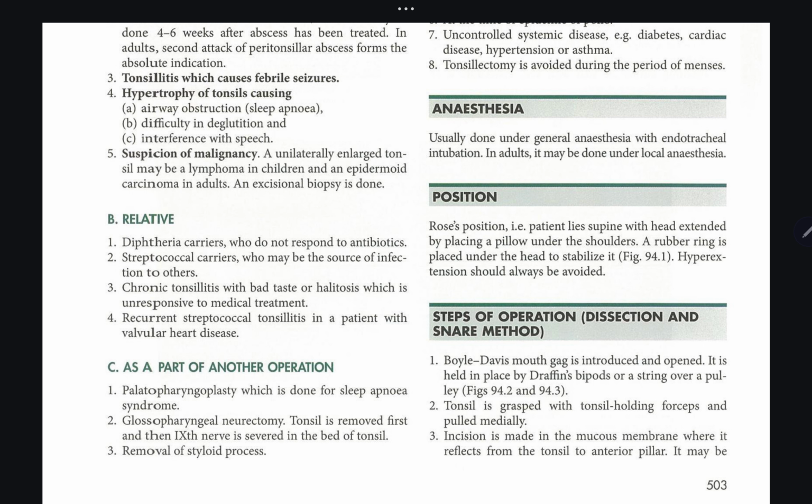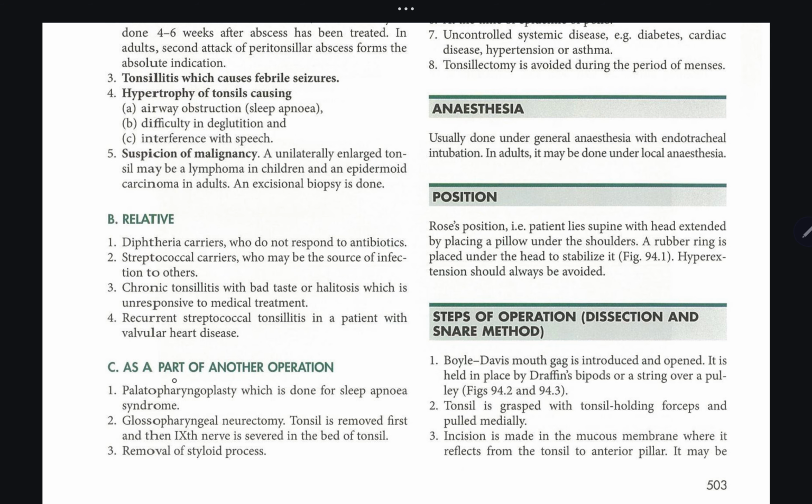Relative indications. 1. Diphtheria carriers who do not respond to antibiotics. 2. Streptococcal carriers who may be the source of infection to others. 3. Chronic tonsillitis with bad taste or halitosis or bad breath, which is unresponsive to medical treatment. 4. Recurrent streptococcal tonsillitis in a patient with valvular heart disease.